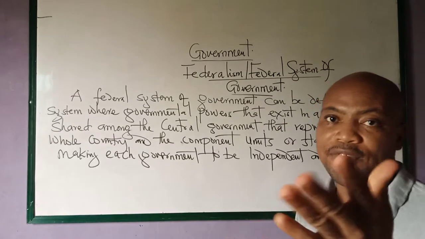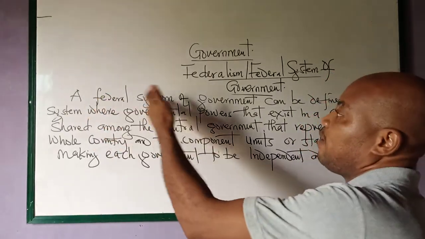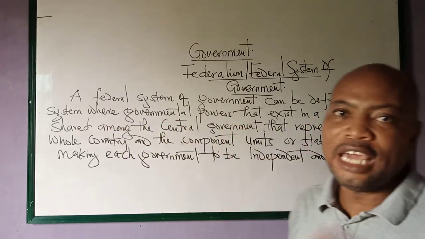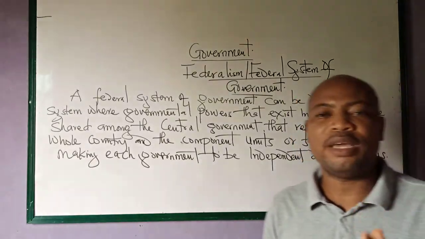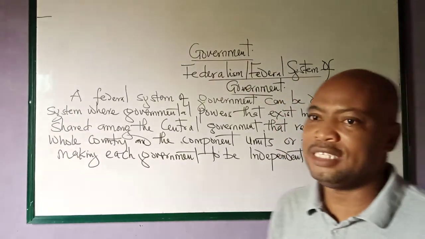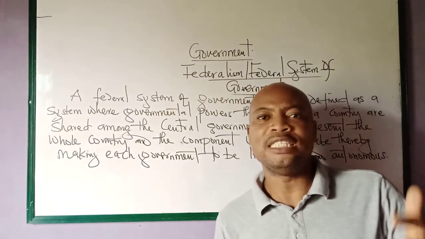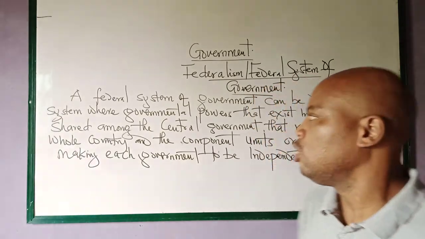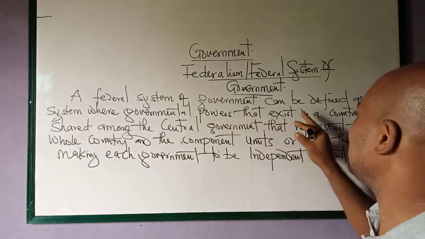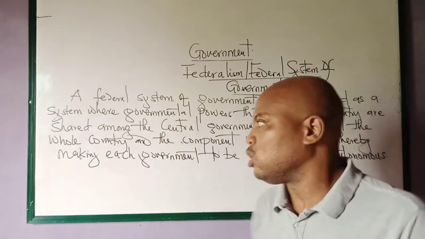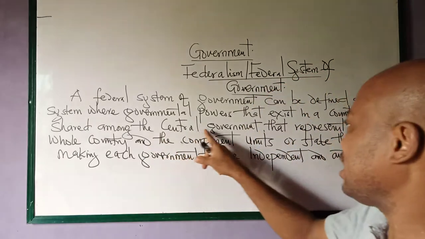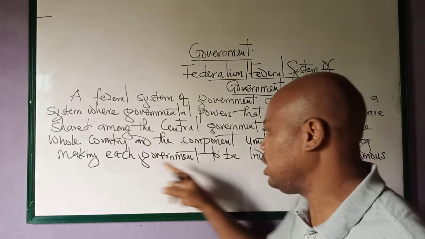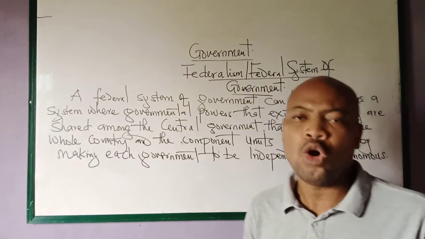Now let us quickly look at the definition again. We said a federal system of government can be defined as a system where governmental powers are shared. In every state, there is always a governmental power. What makes a state function is the element of power. Without power, the state cannot function. So the powers are shared among the central government that represents the whole country and the component units of state, thereby making each government independent and autonomous.